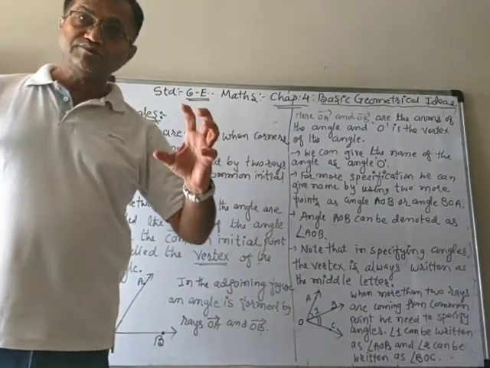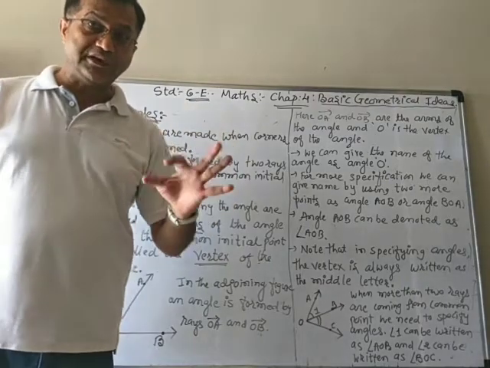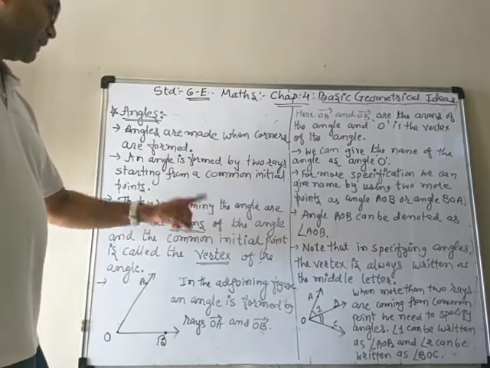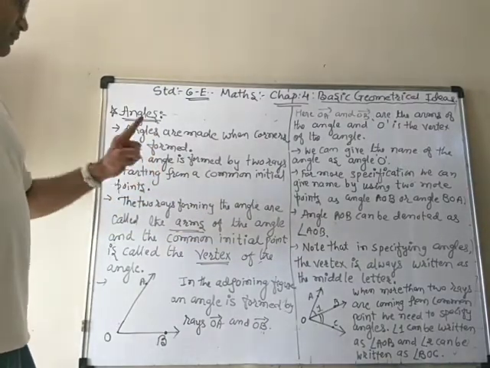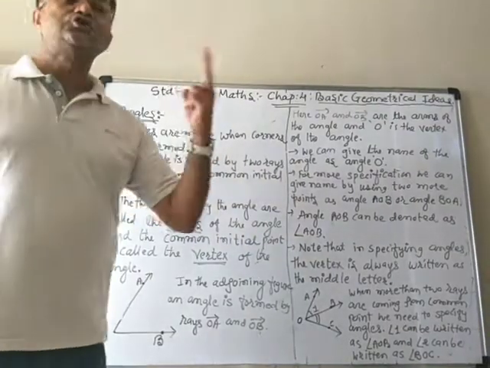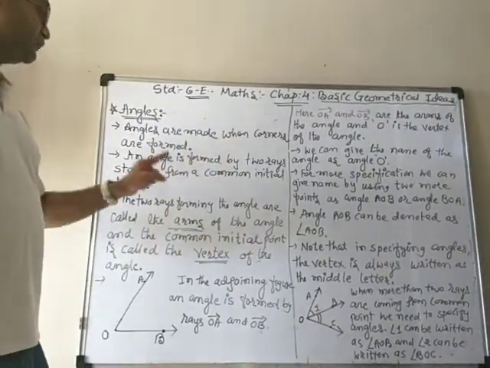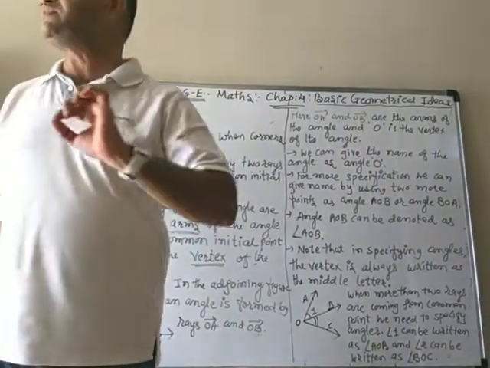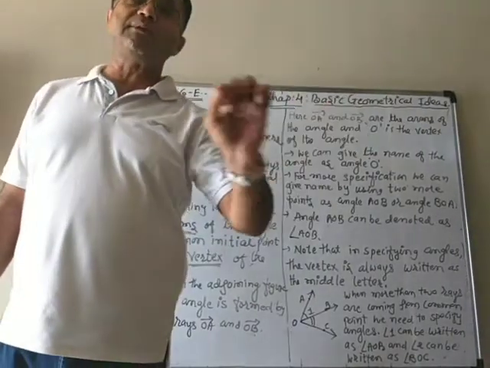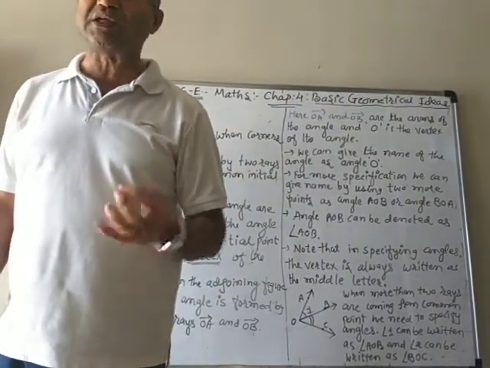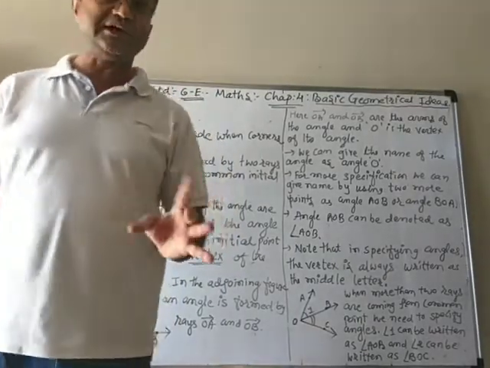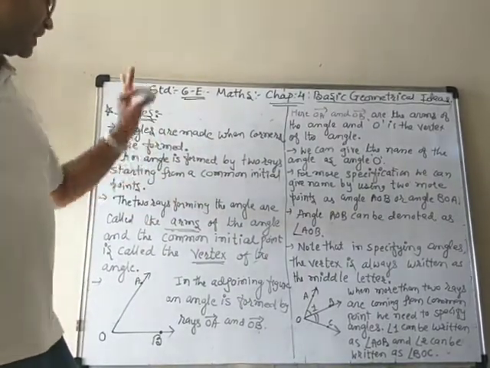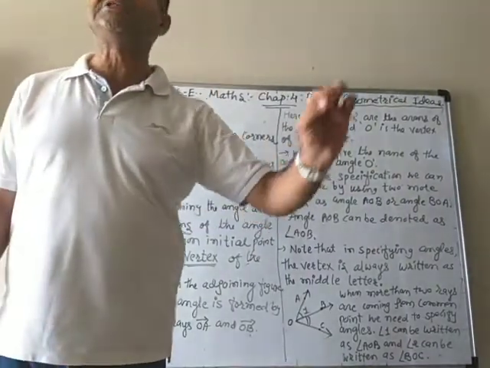So what is an angle? How is it formed? We will repeat: an angle is formed by two rays starting from a common initial point. That is the very important thing. We can't just say that an angle is formed by two rays. We also have to specify which type of two rays: an angle is formed by two rays starting from a common initial point.